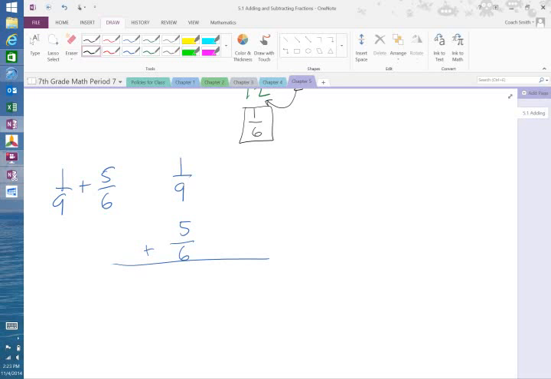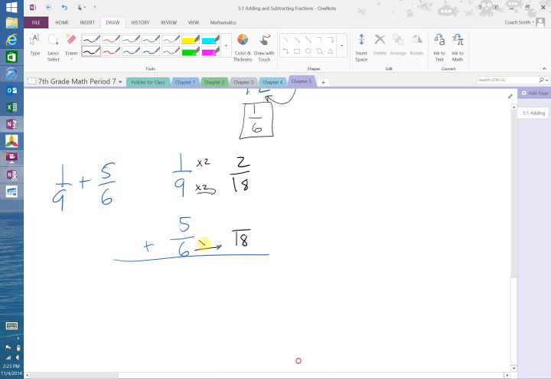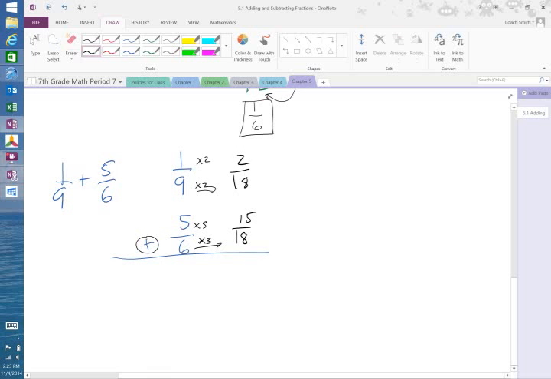Jesse, 18. So 18 is my common denominator. So now it's real easy to see what did I do to 9 to make it 18. Multiplied by 2. So I do the same thing to the top, which makes that 2/18. What did I do to 6 to make it 18? Multiplied by 3. So I do the same thing at top, which makes that 15. Now I'm adding. 2 plus 15, 17, over my 18. And 17/18 would be your answer.